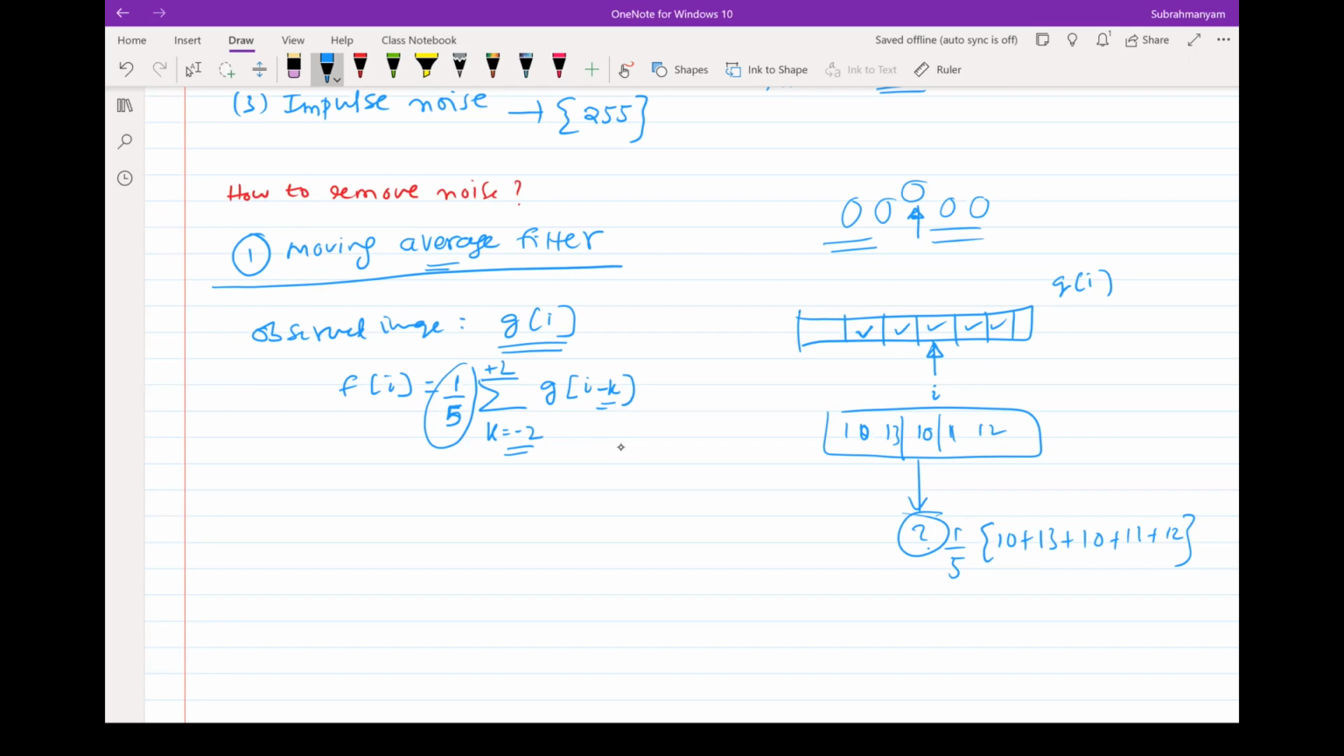Now, suppose I want it now, this is good, this is correct. Now, I want to make a slight generalization here. So my original image is like this, okay? This image I am representing with G, G of I.